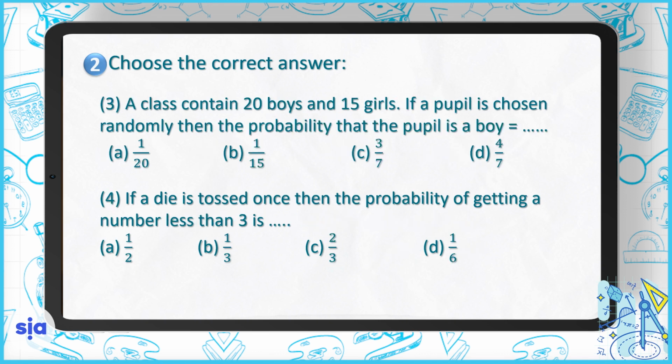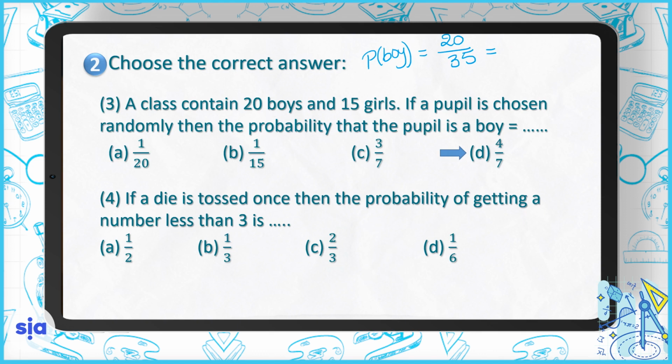Question 3, if a class contains 20 boys and 15 girls, and a pupil is chosen at random, then what is the probability that the student is a boy? So the probability of getting a boy equals the number of boys over the number of all the students in class, which is 20 plus 15, that is 35. To simplify this, divide by 5, and the result is 4 over 7.